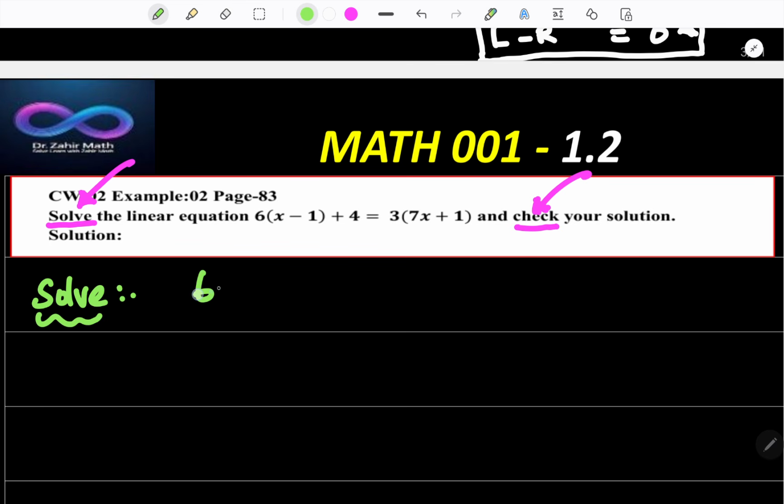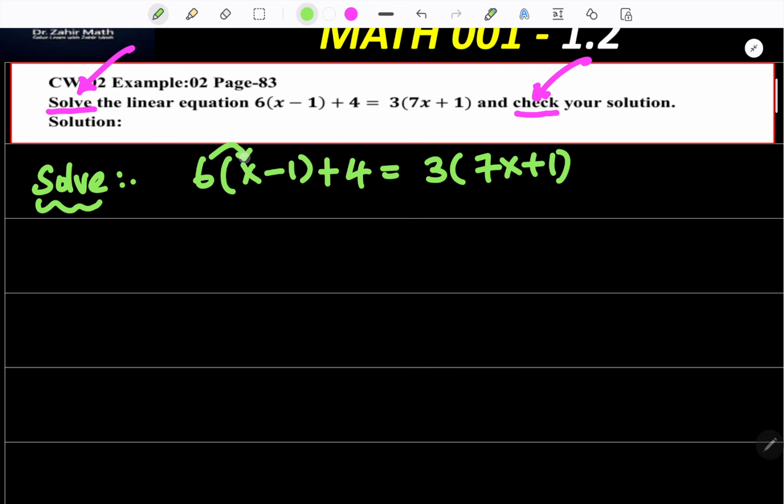So this is 6(x - 1) + 4 = 3(7x + 1). So this equals 6 times x is what? 6x. 6 times minus 1 is what? Minus 6. Plus 4 equals 3 times 7x is what? 21x.